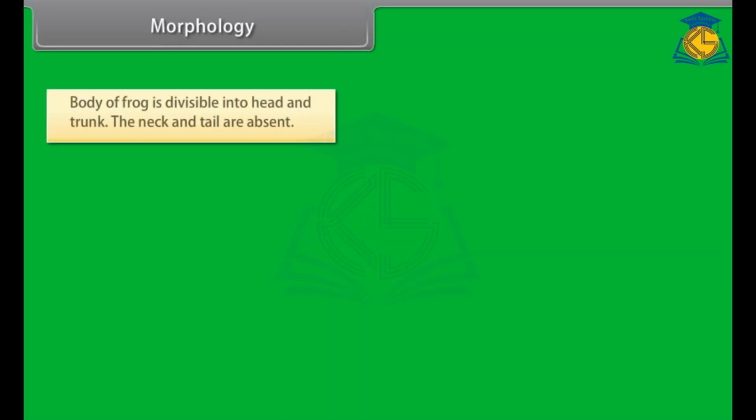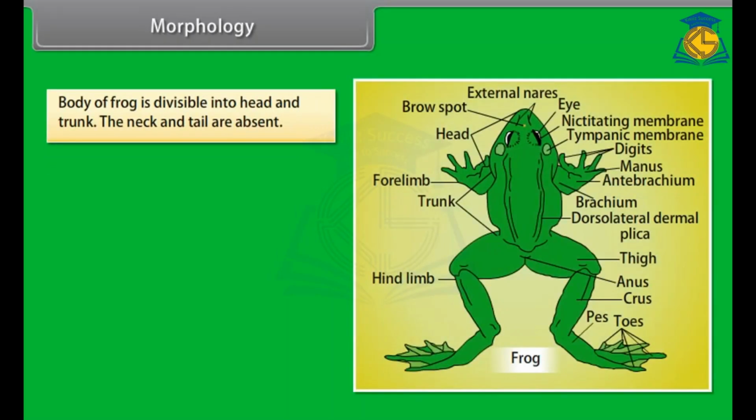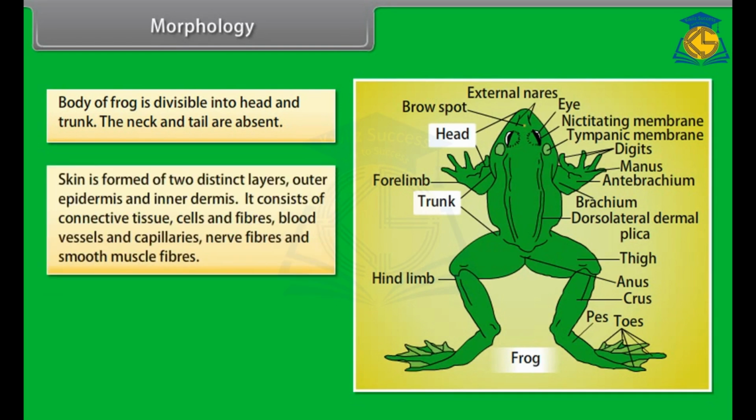Morphology. The body of the frog is divisible into head and trunk. The neck and tail are absent. Skin is formed of 2 distinct layers, the outer epidermis and the inner dermis. It consists of connective tissue, cells and fibers, blood vessels and capillaries, nerve fibers and smooth muscle fibers.